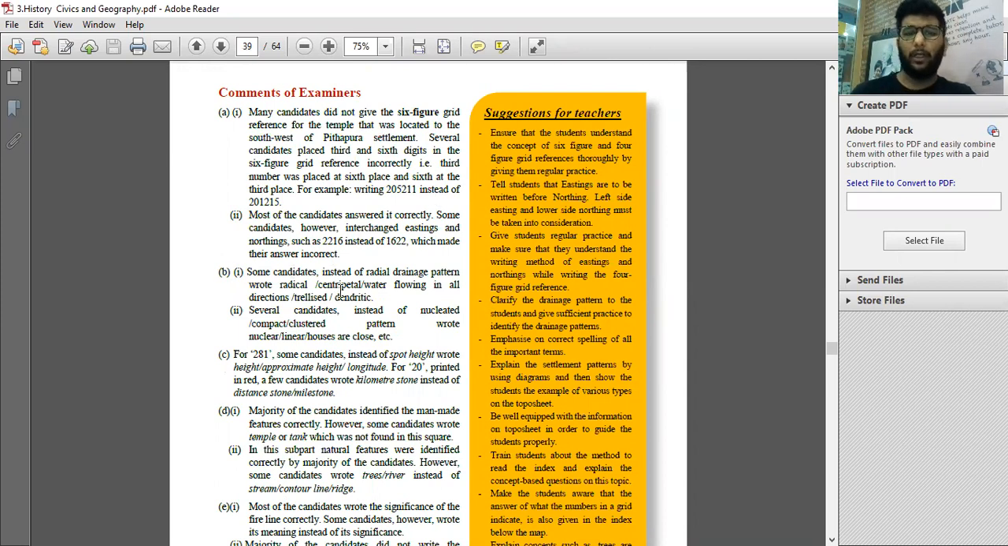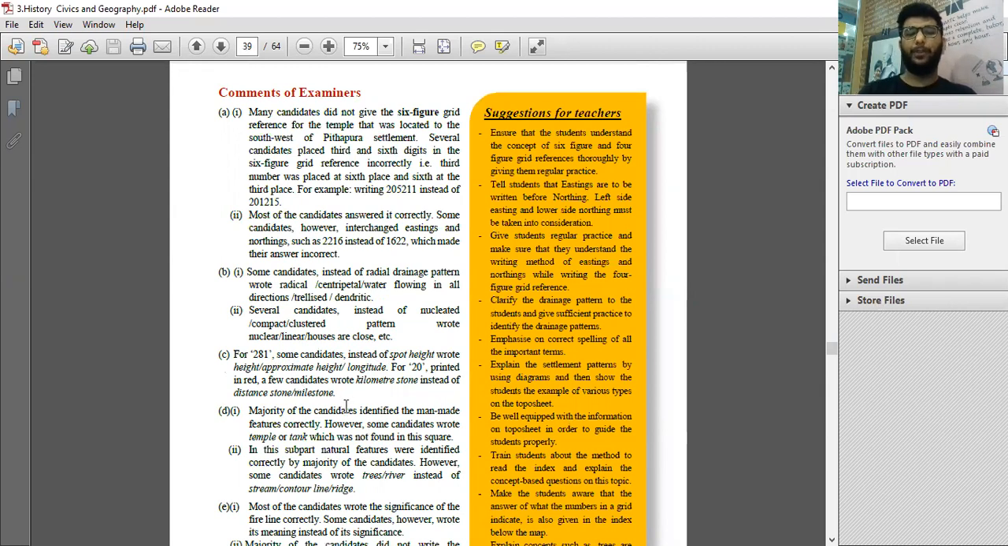Also, when it comes to drainage patterns, you need to understand the information like radial drainage pattern, centripetal or radial, whichever, you can mention that. Then when it comes to your settlements, nucleated, compact, clustered patterns, you should be very clear with that. For example, for 281, candidates, instead of spot height, were writing height, approximate height, longitude, which is wrong. You have to mention it as a spot height of 281 meters. Meters is again the unit which has to be mentioned.